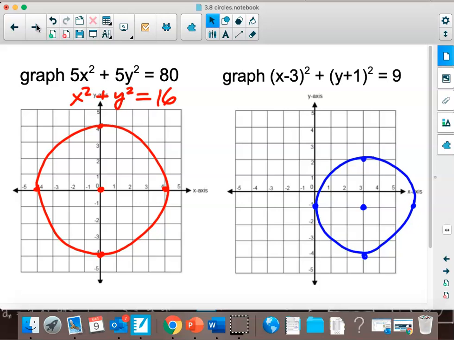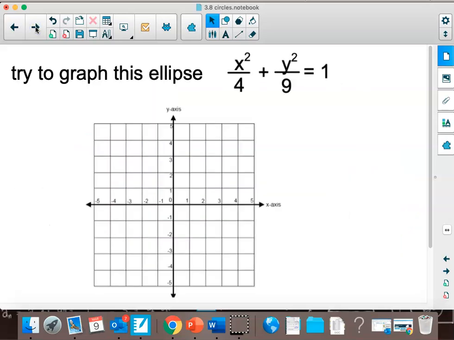Okay, are there any questions on going from a graph to an equation or from an equation to a graph? Ready to take it up a notch? So we're going to move into ellipses. Everything was 4. Now, quiet down, please.